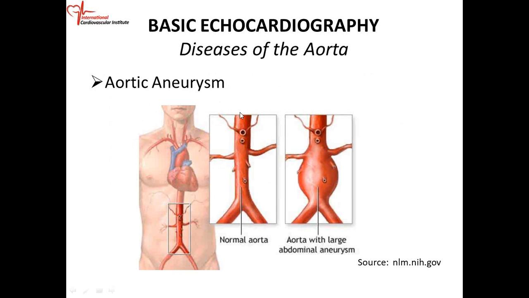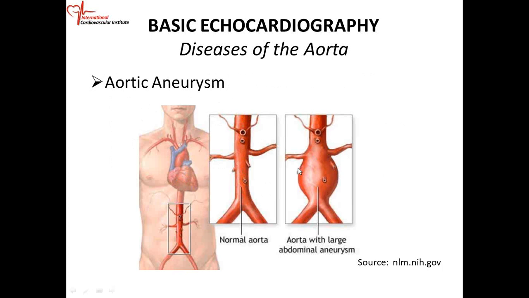So this is what your normal aorta looks like. And again, remember, your aorta comes out of the left ventricle, it comes up the ascending aorta, the arch, and then the descending aorta. Once it passes through the diaphragm, then the lower portion is what we call the abdominal aorta. An aneurysm is a weakness in the wall of the aorta, and it bulges out. So this is what an aneurysm looks like.